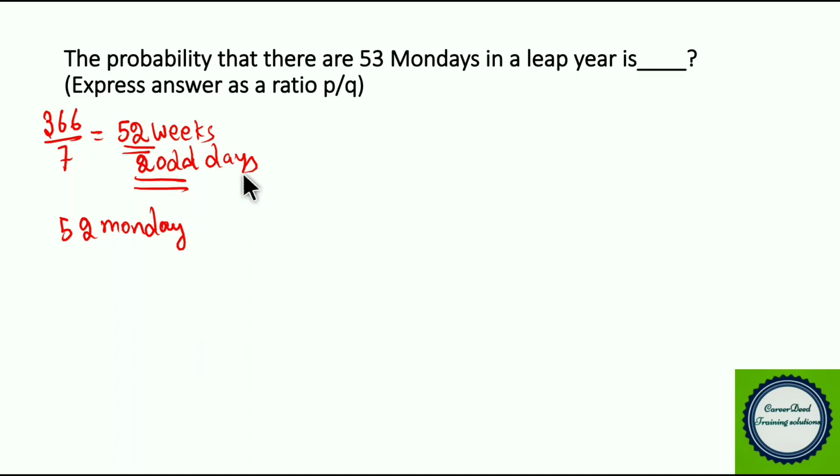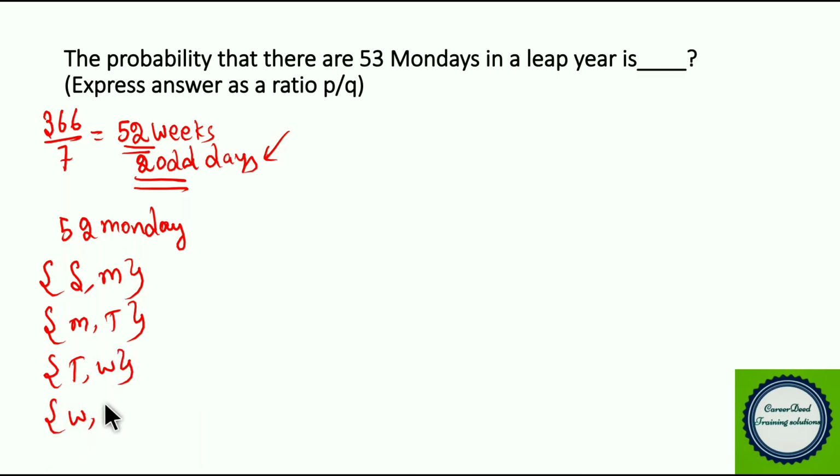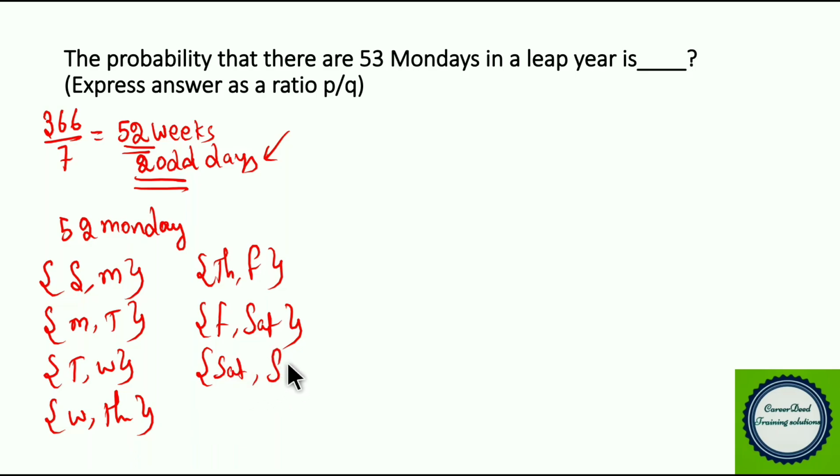Now our probability lies in these 2 odd days. So what could be the 2 odd days? How many options, how many choices do we have? These 2 days can be Sunday and Monday, or Monday, Tuesday, or Tuesday, Wednesday, or Wednesday, Thursday, or Thursday, Friday, or Friday, Saturday, or Saturday, Sunday. So we have 1, 2, 3, 4, 5, 6, 7 choices. So the total sample space available for us is 7.